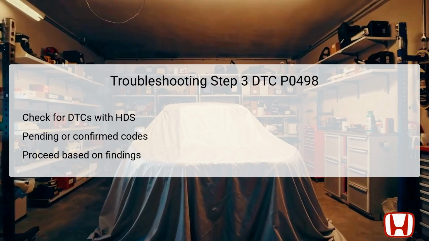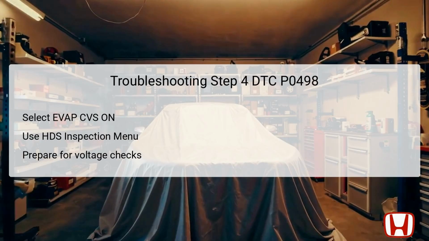Continuing to check for poor connections or loose terminals at the EVAP canister vent shut valve and the powertrain control module, PCM, is critical at this stage to ensure comprehensive diagnostics. In the fourth troubleshooting step, the technician is directed to select EVAP CVS on using the inspection menu within the HDS. This will activate the EVAP canister vent shut valve system, allowing for further inspection and diagnosis.